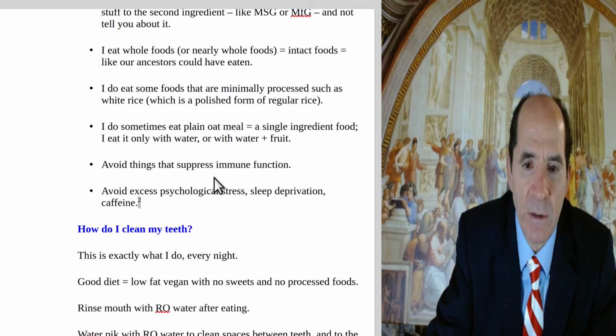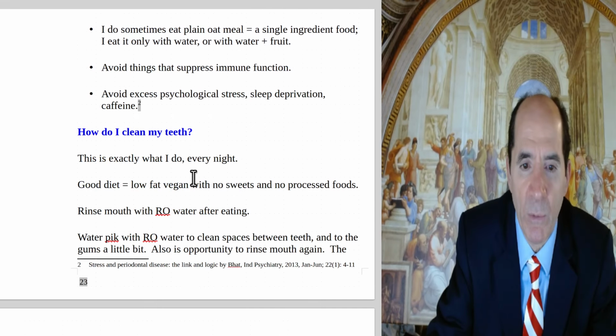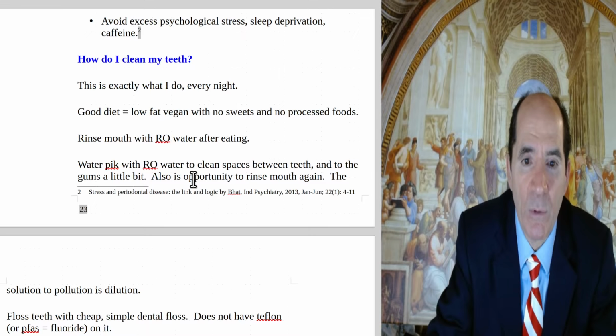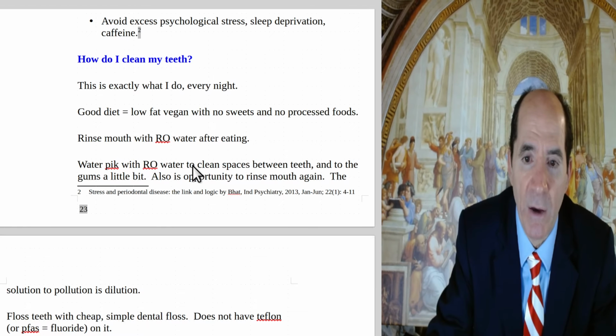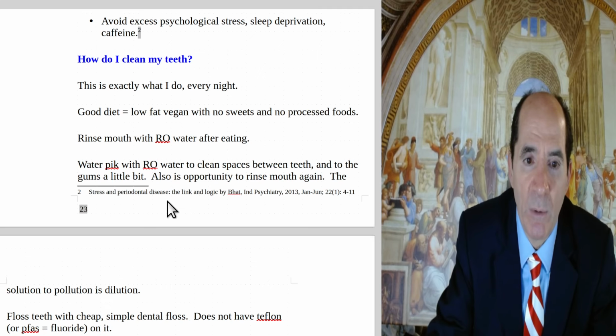How do I clean my teeth? Well, what I do at night is, first of all, I rinse my mouth with water after eating. Then I will floss with the cheap old floss with no slippery stuff on it, because that's usually going to be Teflon. Then I will brush my teeth just to get any biofilm off of there. Then I'll rinse again with water, and then I'll go to bed.